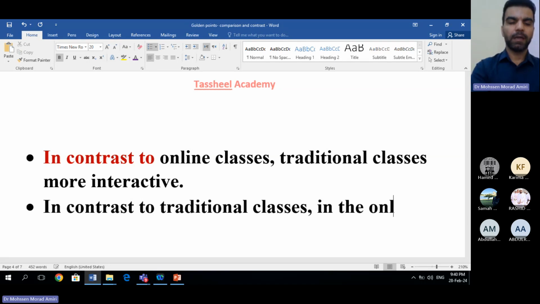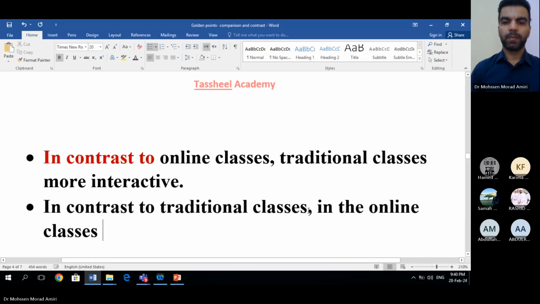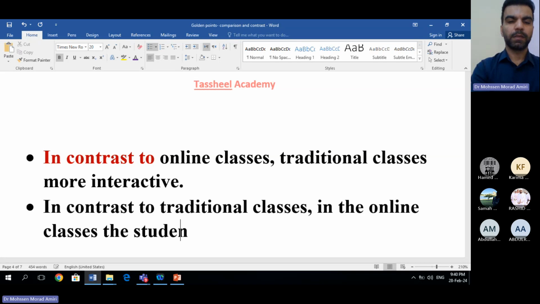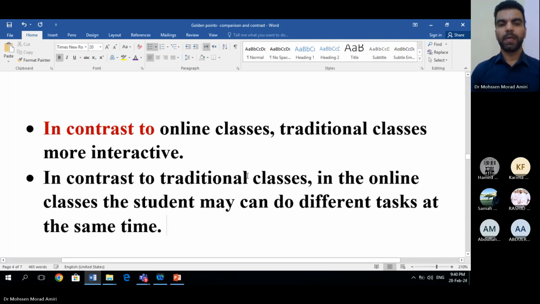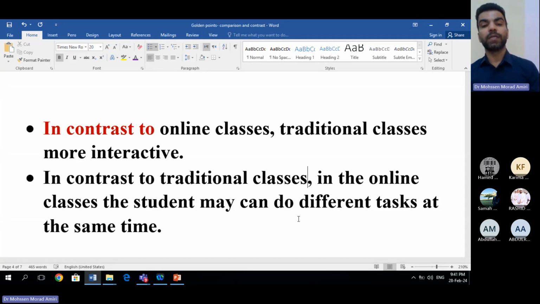In the online classes, the student may do different tasks at the same time. This is what you meant actually. In contrast to online classes, that we should focus in the classroom. In the online classes, the students can do different tasks at the same time.